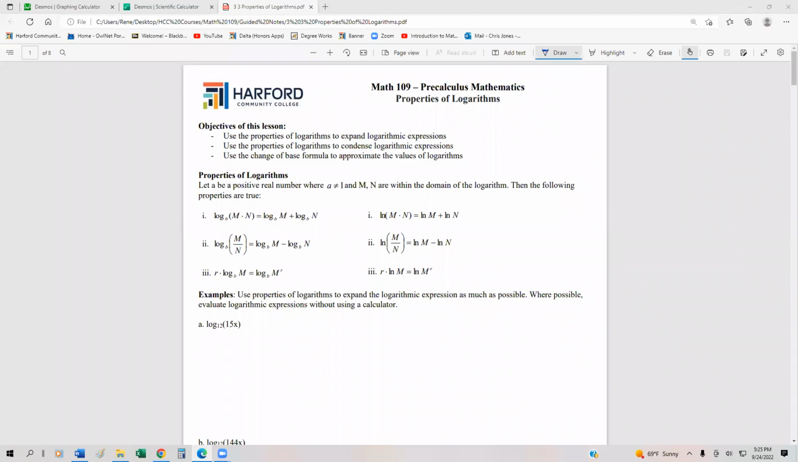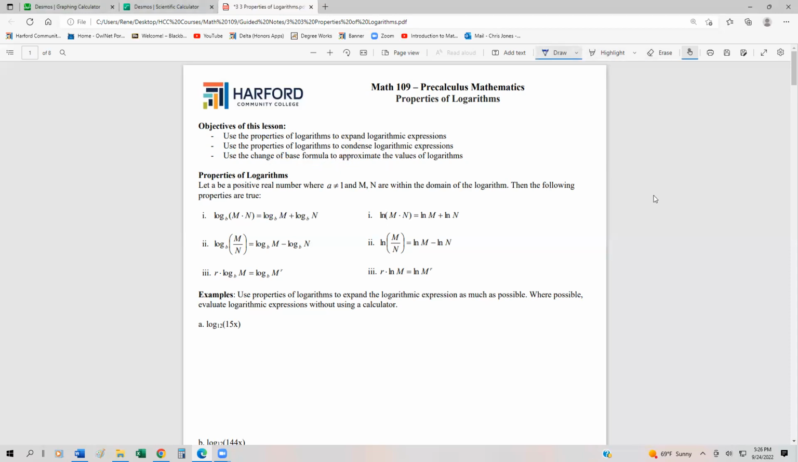In this section, we're going to start taking a look at more with logarithms, and specifically, we're going to start with some properties of logarithms. Realistically, there's only going to be three things that we do in this section. We're going to rewrite logarithms in an expanded form by using three rules. We're going to condense logarithms by using those same three rules. And then we're going to use something called a change of base formula to approximate values of logarithms. That should be pretty easy because that's just some calculator stuff.